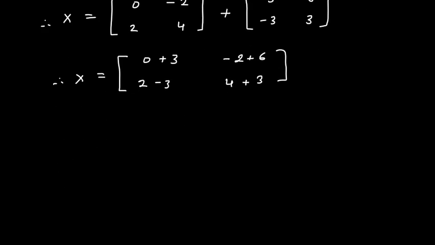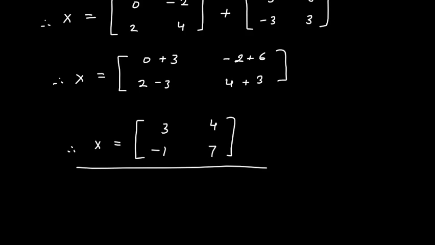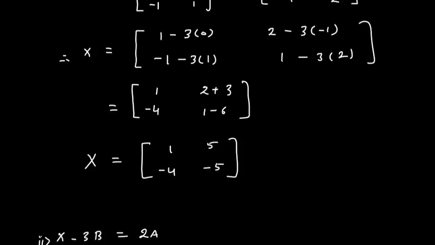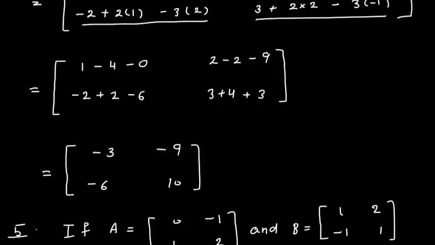So therefore finally we get x is equal to [3 4; -1 7], right? This is the second problem. Fifth.